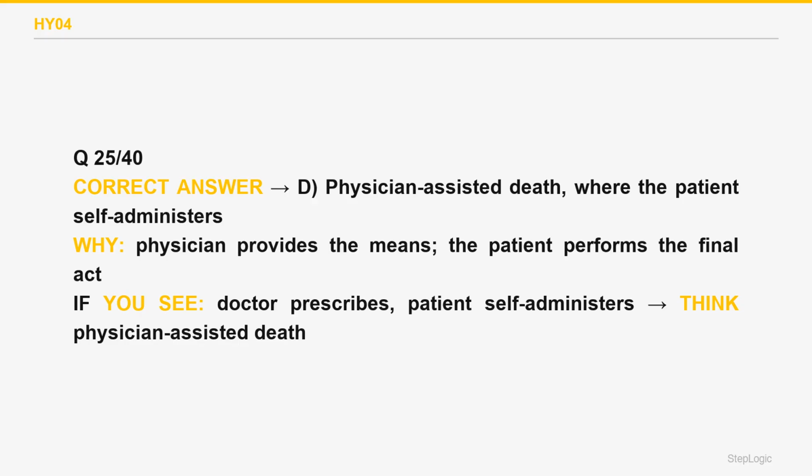Active euthanasia is when the physician directly administers the lethal agent, such as a lethal injection. Here, the patient administers it himself. Choice B, wrong. The doctrine of double effect involves giving proportionate pain relief that may foreseeably hasten death, with the intent to relieve suffering, not to cause death. Choice C, wrong. A physician prescribing while the patient self-administers is physician-assisted death.